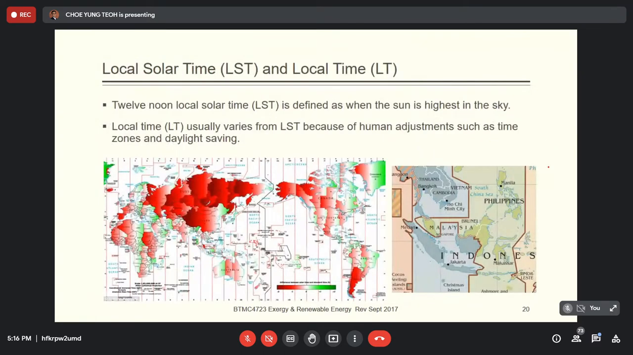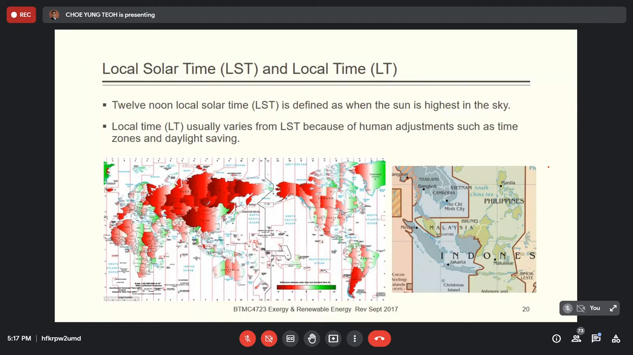Then we move to the local solar time and local time. This is the standard name. They call it local solar time and local time. But maybe you can generalize and call it solar time and local time. Solar time is a time according to the movement of the sun. And local time is a time on our watch, which is set by the government, set by the country.